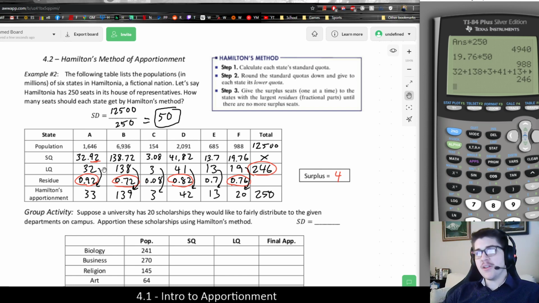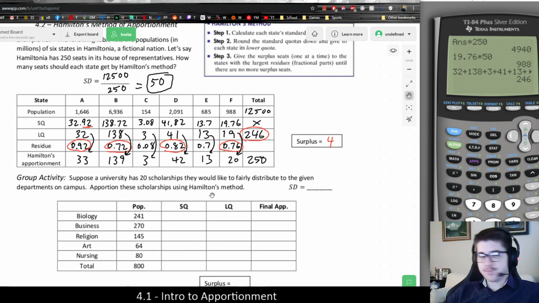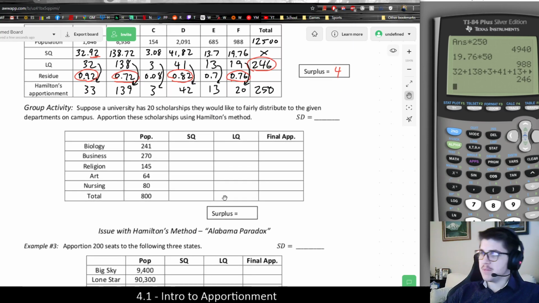We'll do another example in the next video, and we'll also talk about some issues that arise when using Hamilton's method of apportionment.